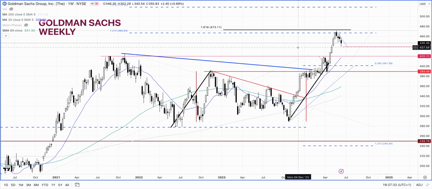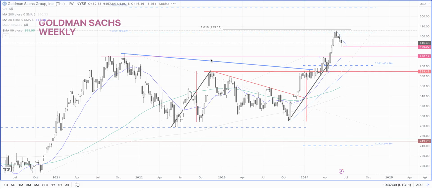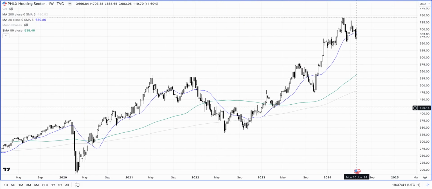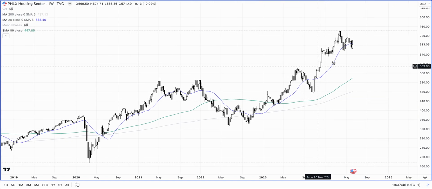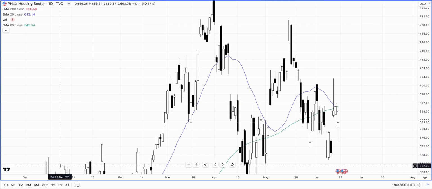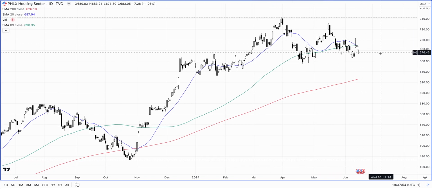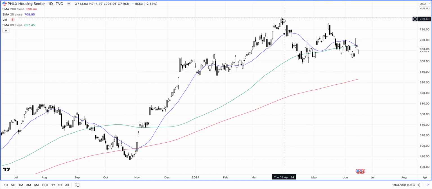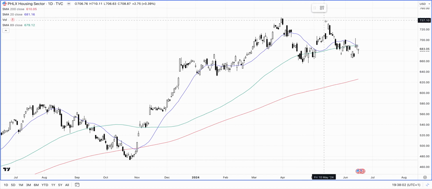Okay, so with that, let's take a look at the HGX, which is the Philadelphia Housing Index. This on the weekly chart looks a little bit stable, and on the daily chart, let's take a look. What can we see on the daily chart? Yeah, it's just a sideways market, but it's forming this kind of pattern here.